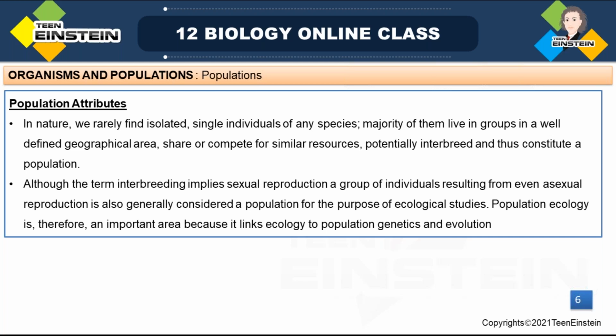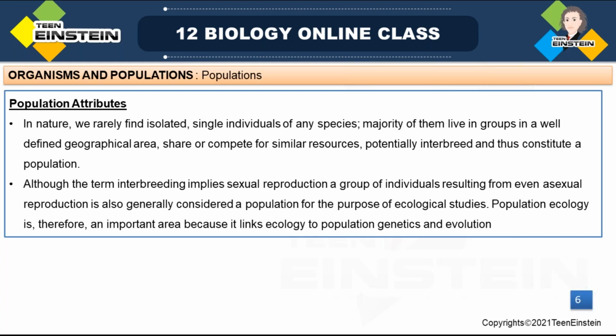So these organisms which are coming in a population, they are sharing, and at the same time competing for, the similar resources, right? All the organisms under a population are sharing the similar resources. At the same time, they are competing for the similar resources. And another point is they interbreed. In a population, the organisms interbreed.